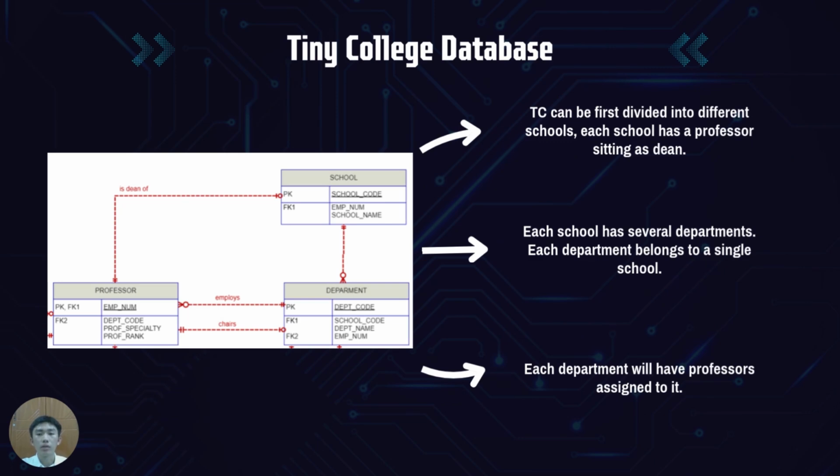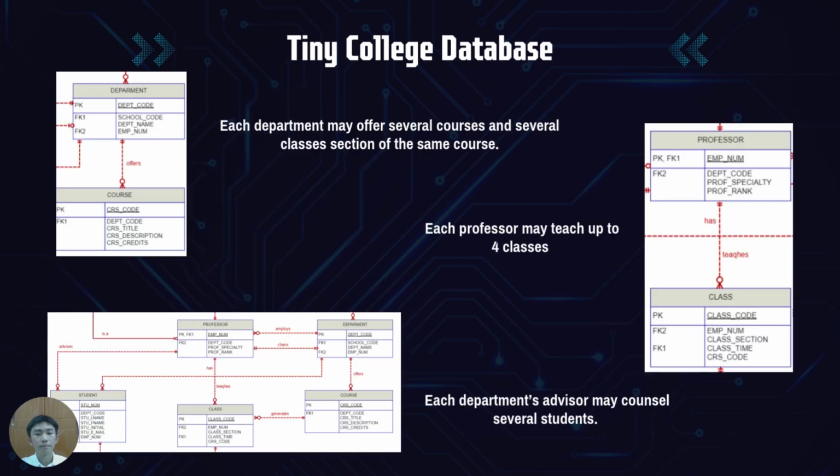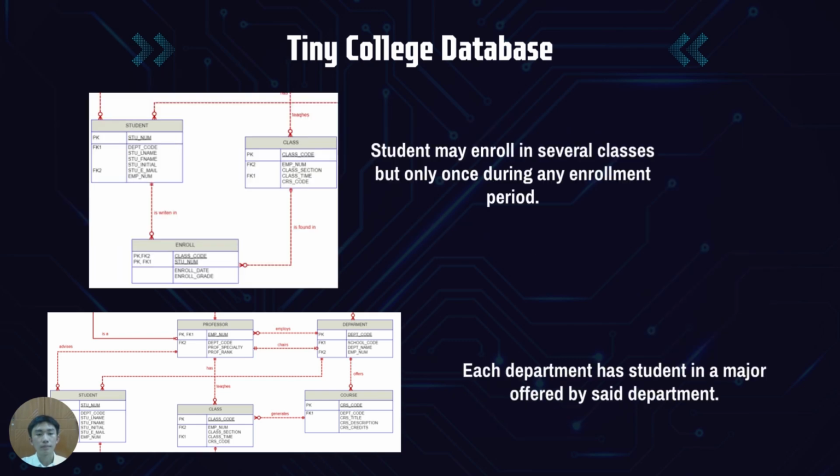First, it can be divided into different schools, while each school has a professor sitting as a dean. And also, each school has several departments. The number of departments may be 1 to undefined. For each department, we'll have professors assigned to it and one of them will chair the department. After that, each department may offer several courses and several class sessions of the same course, and the department's advisor may consult several students. Each professor may teach up to 4 classes.